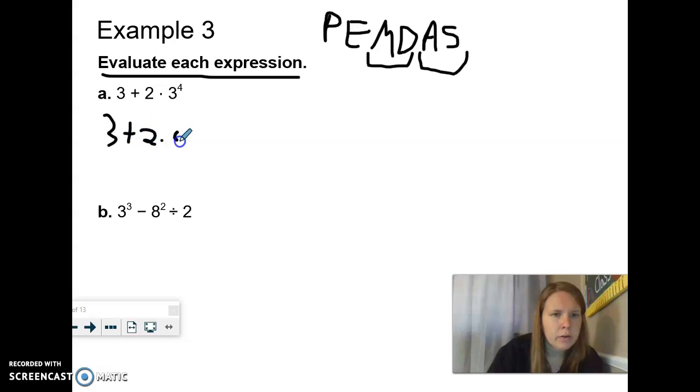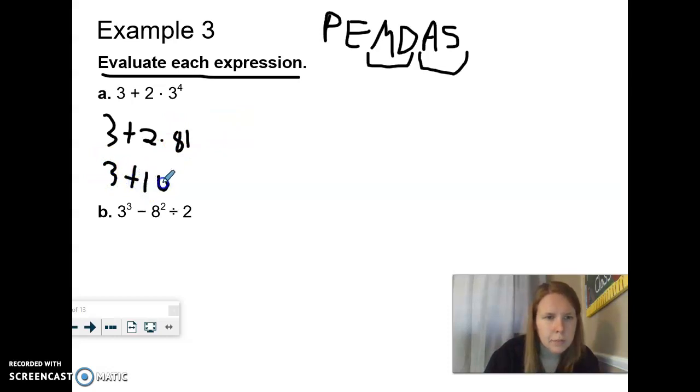times 81. Now thinking about my order of operations again, I already did my exponents, so then I'm moving to multiplication or division. And right here, I do have a multiplication problem, so I'm going to do the 2 times 81, which gives me 162. So I'm left with 3 plus 162, which then gives me an answer of 165. And that's my solution.